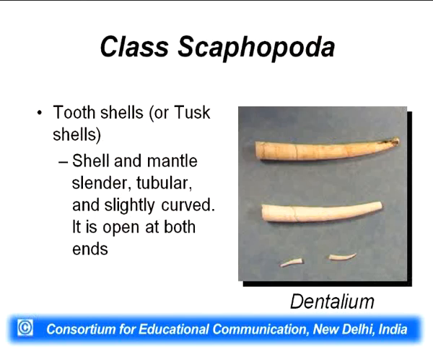The fourth class is class Scaphopoda, and the example for this is Dentalium, which is commonly known as the elephant's tusk shell. As we can see in the slide, the shell resembles an elephant tusk. It is a tubular shell which has an opening on both ends. One end is narrow and the other end is wider. So the water generally passes in from the wider end and goes out through the narrower end.